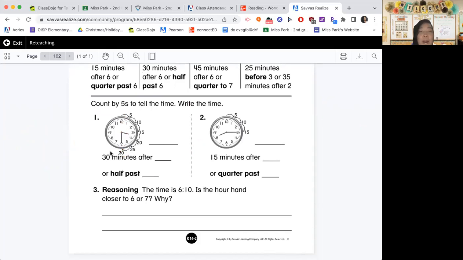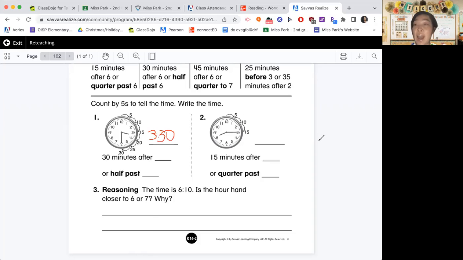Okay, count by 5s to tell the time and then write the time. So right here, we are between 3 and 4. So we always go with the number before because it's not yet the other time. So what is the hour of the time right now? 3. Very good. And then the long hand, which is the minute hand, is where the 6 is. And minutes wise, that would be 30 minutes. Very good. So the time is 3:30.